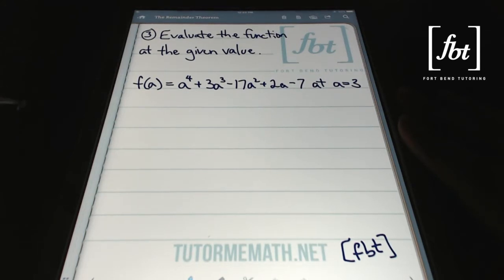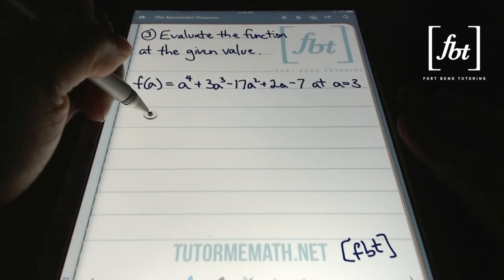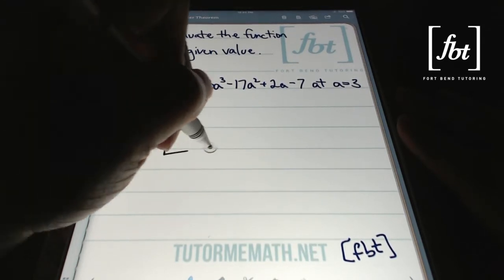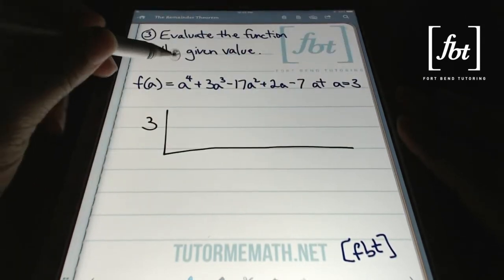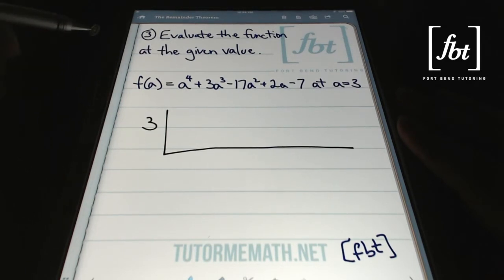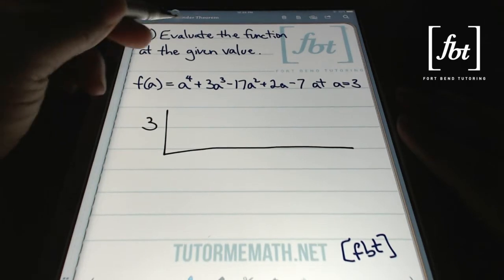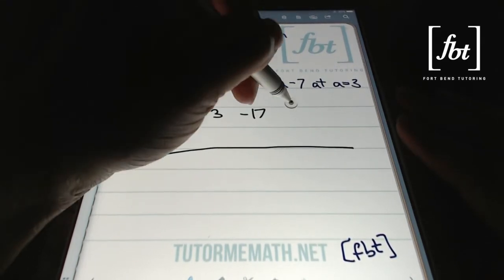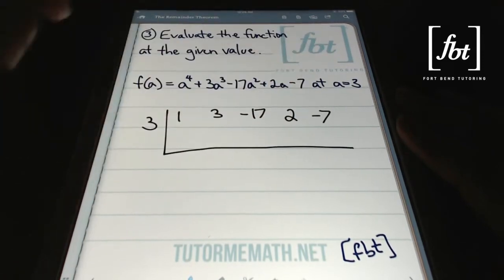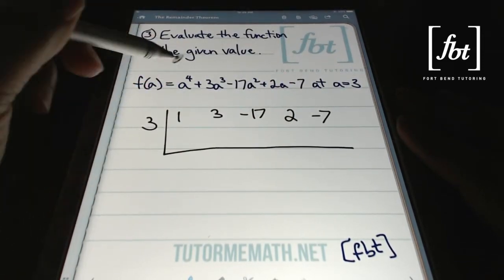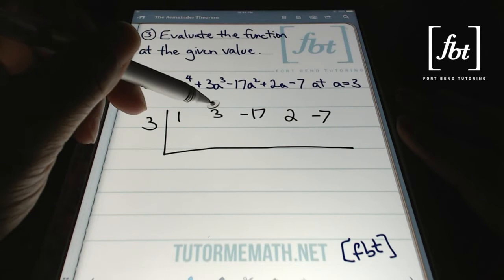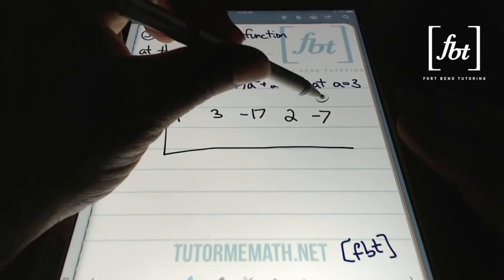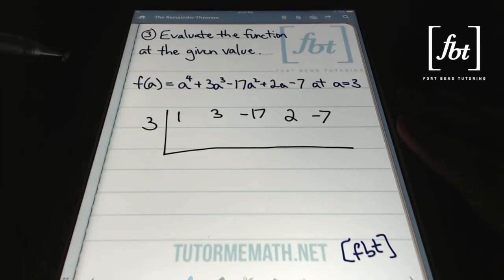All right, so it looks like this. We'll go ahead and set up our synthetic division. We'll need all of the coefficients from the function in descending order of the variable a. So we have 1, 3, negative 17, 2, and negative 7. So according to the degrees of the terms here, we have 4, 3, 2, 1, and 0, taking all of those coefficients.